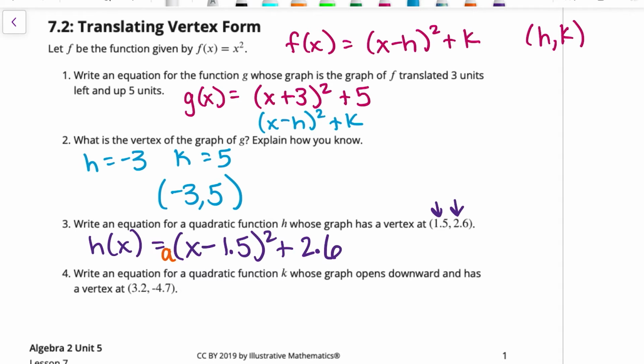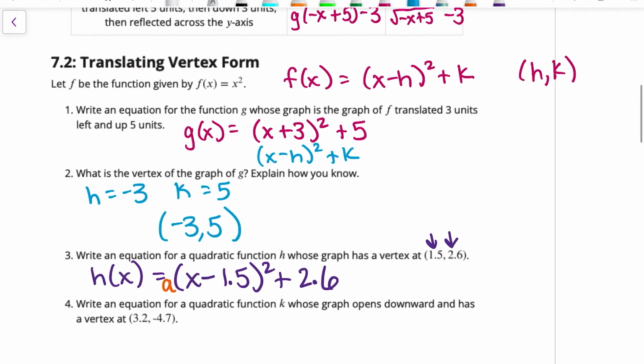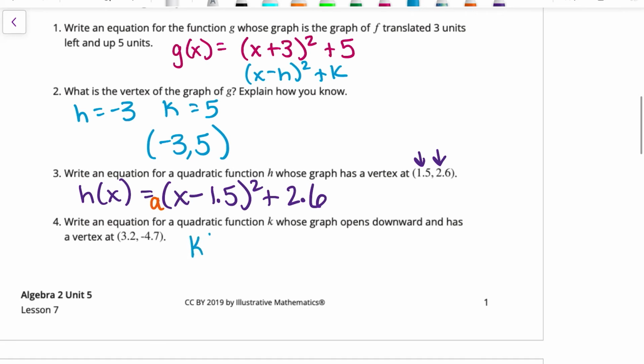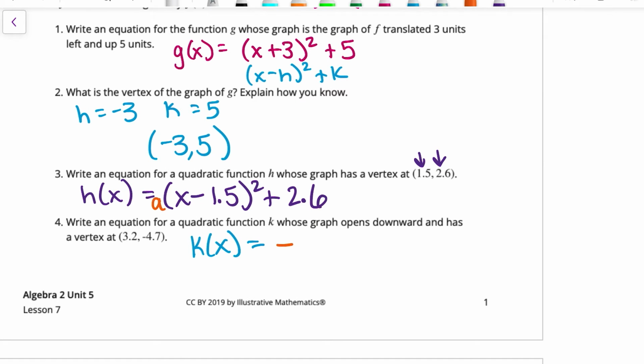All right, so this is k. We have k of x equals, and remember, we're going to reflect over the x-axis, so we're going to have a negative a. That can be any value. It could be a 1. We could put negative 1. That's fine. And then x, no, not plus, minus, because that 3.2 is positive. So minus 3.2 quantity squared, minus 4.7, because that's a negative 4.7.